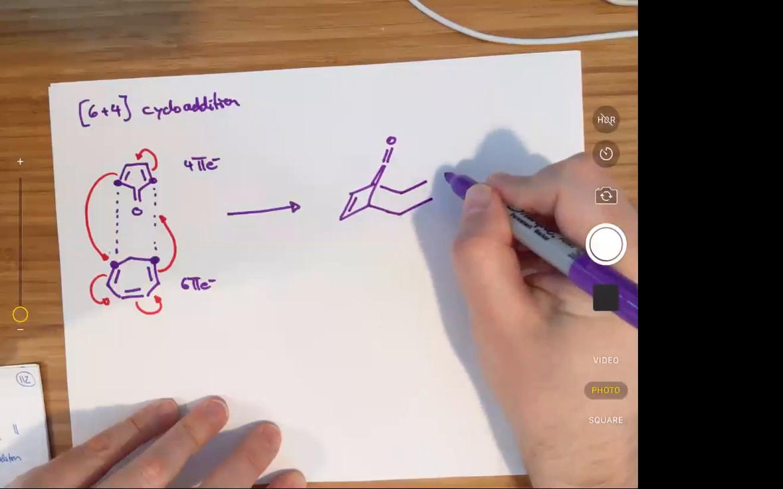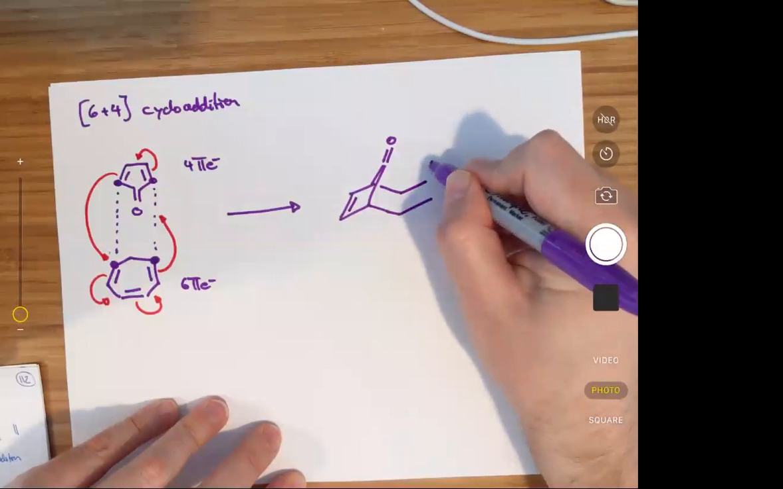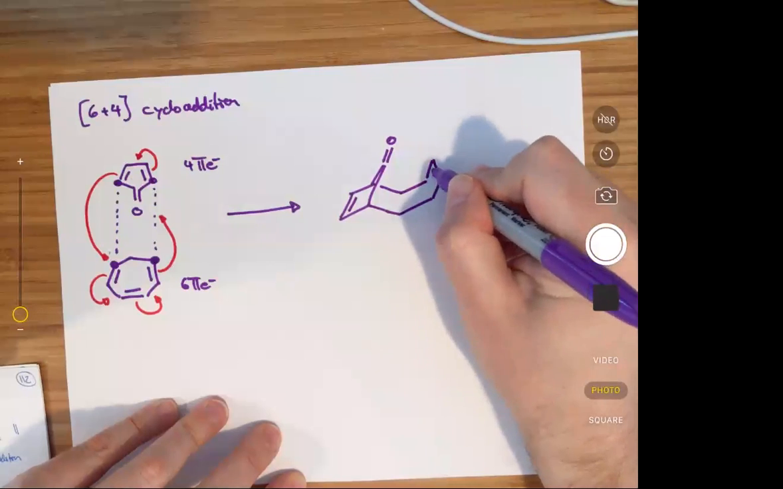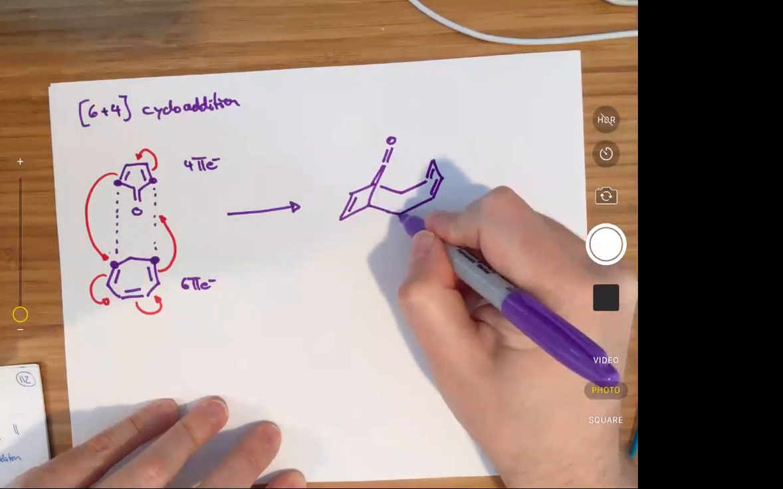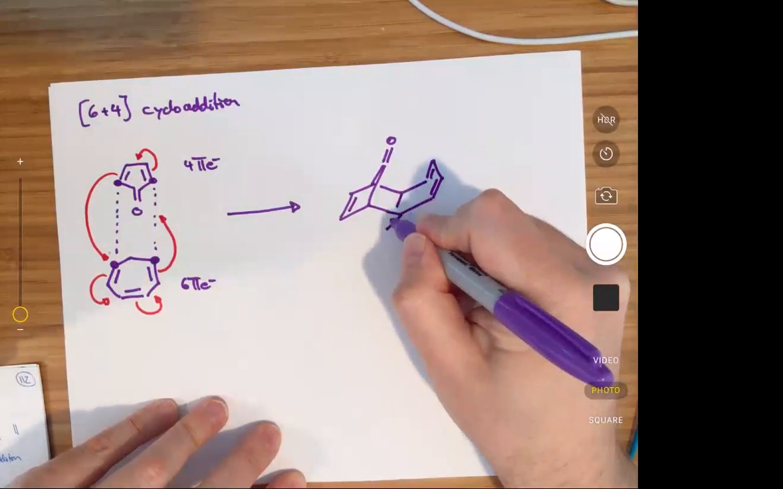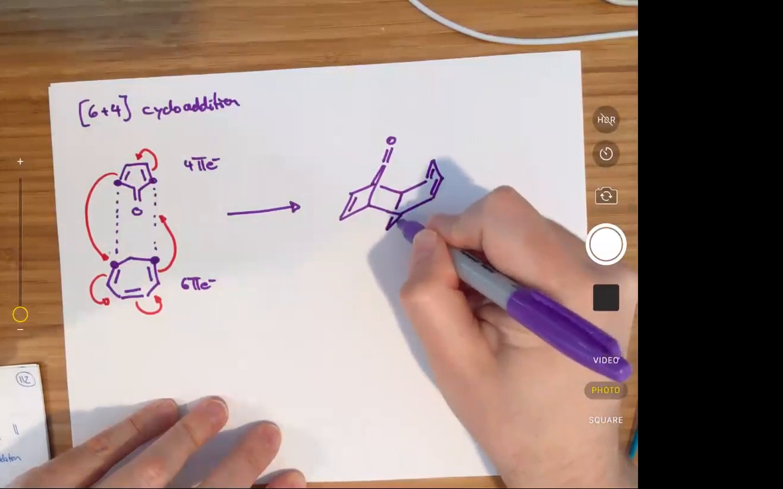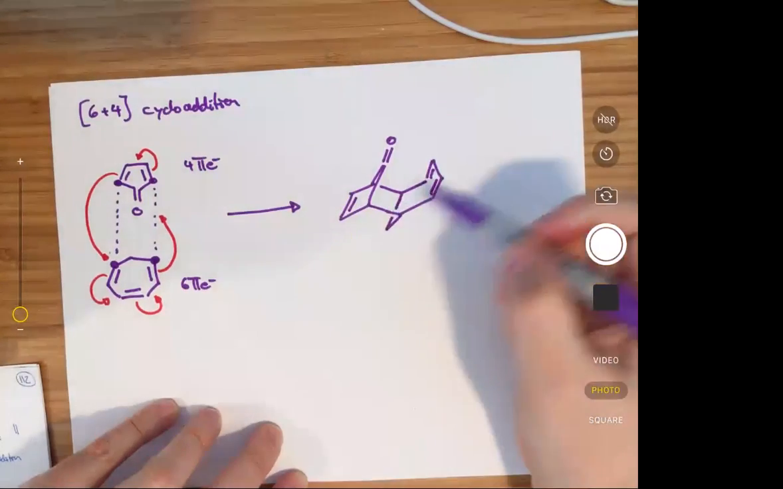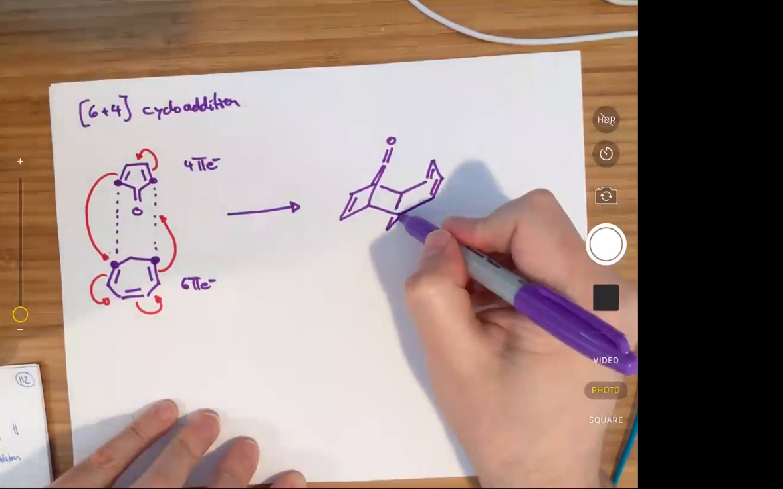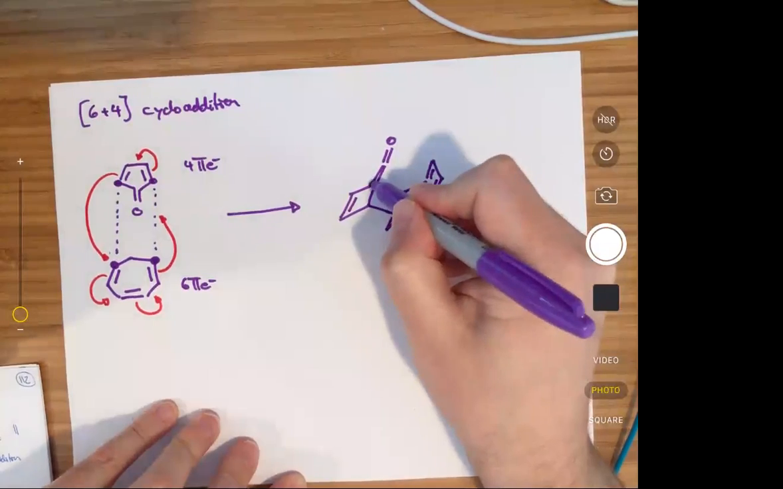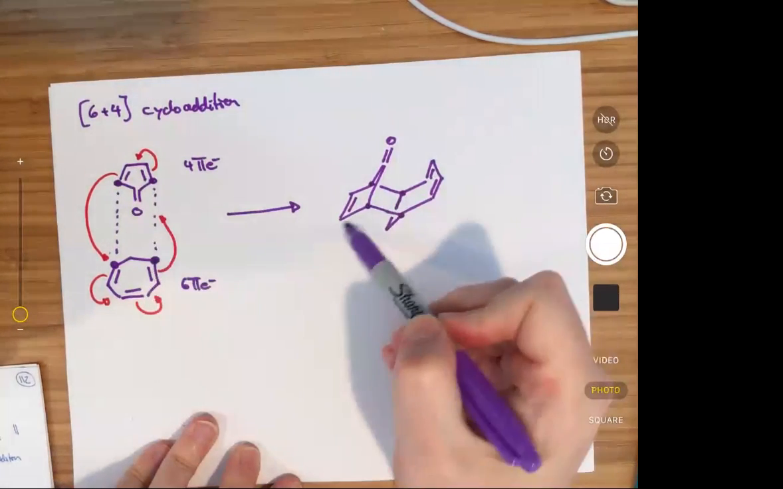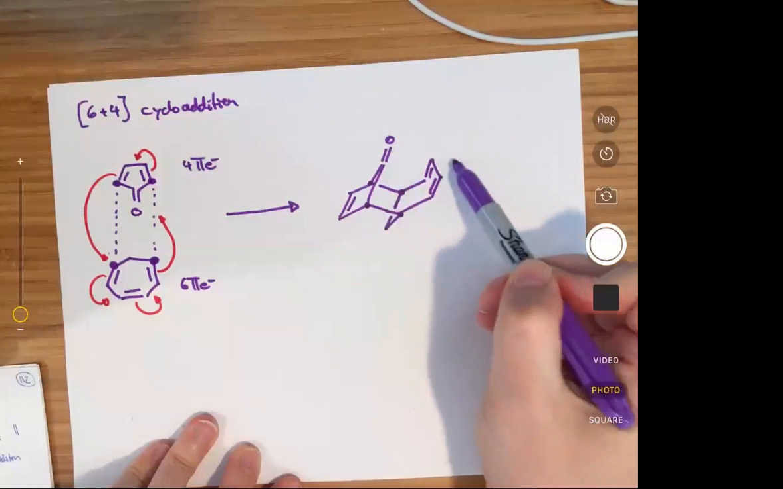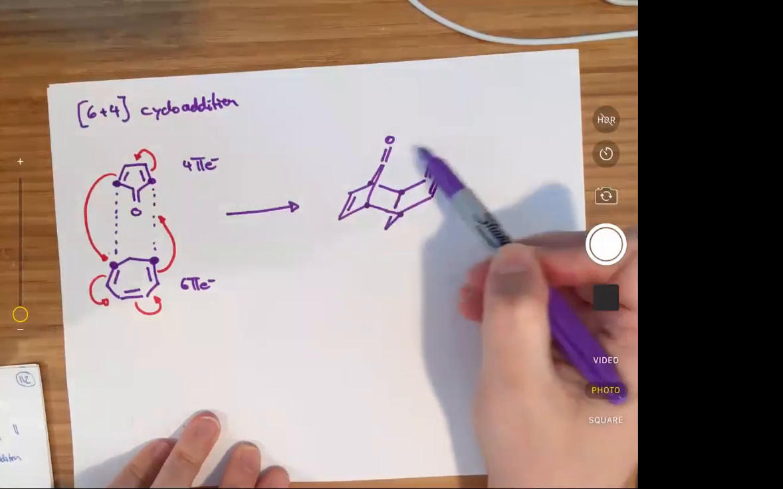Let's do it like this. And then there's 2 double bonds over here, and you're still left with this 7-membered ring. So if you count through the atoms here, these were the 4 atoms that we formed new sigma bonds between. This is the 5-membered ring, and this back here is essentially your 7-membered ring, right?